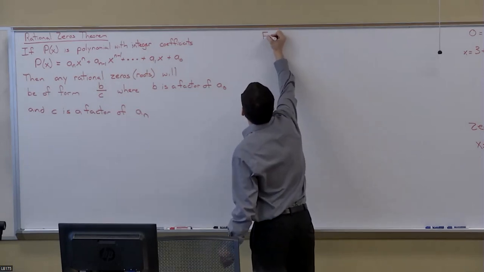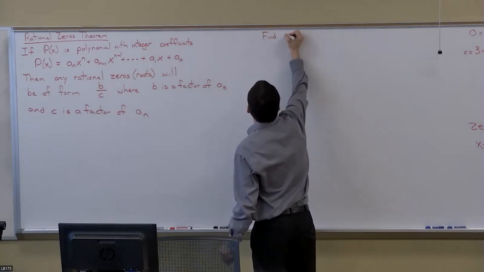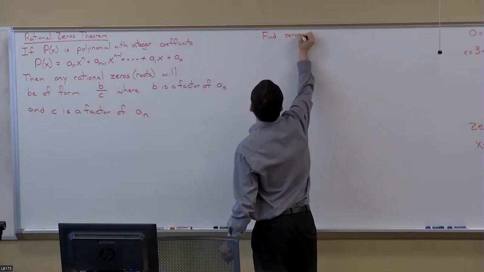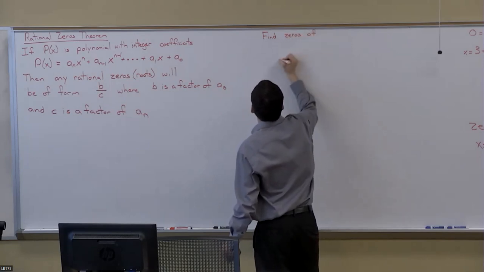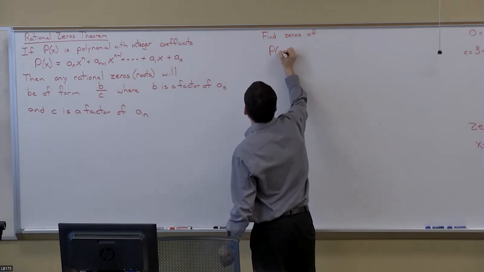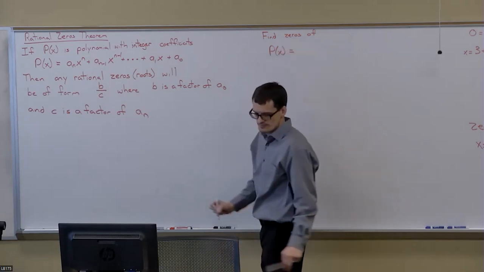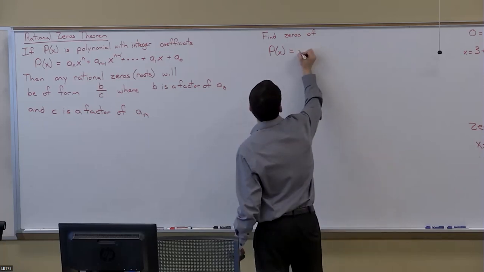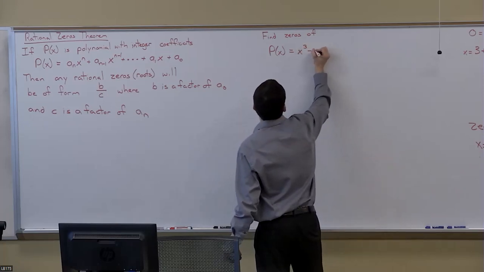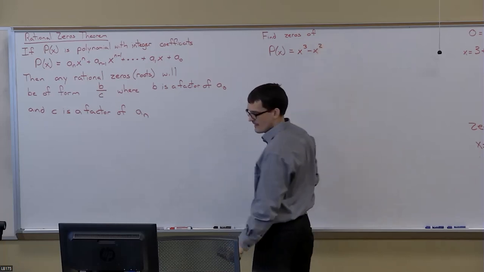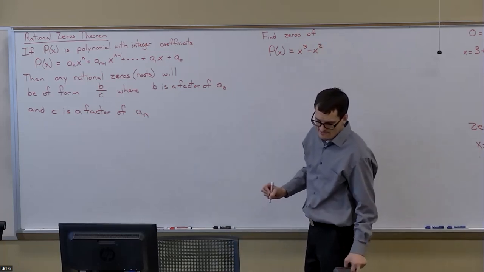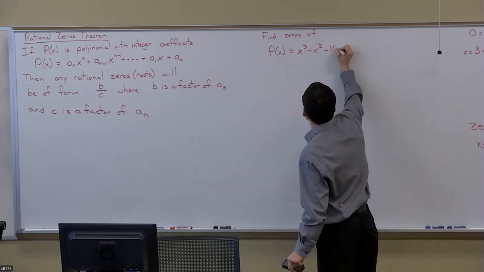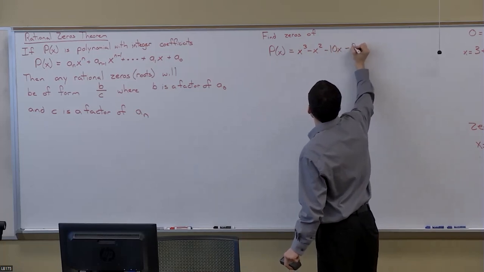So let's do an example. Find the zeros or the roots of the following polynomial function. x to the third minus x squared minus 10x minus 8.